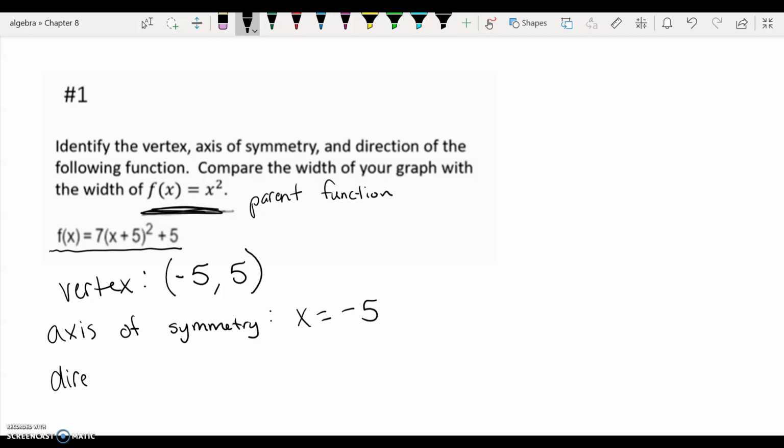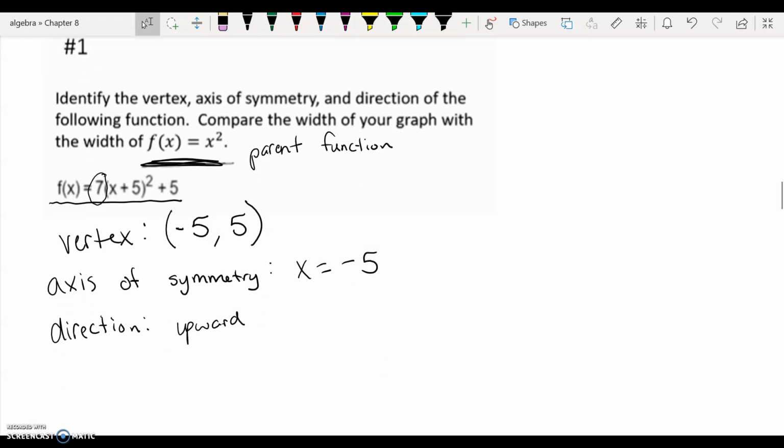Direction, I want to know if it goes up or down. So look at the a, is it positive or negative? If it's positive, that means it's going to go up. And the last thing is the width. Does it narrow or does it widen? So remember, if my a is greater than 1, it's going to narrow. All right?